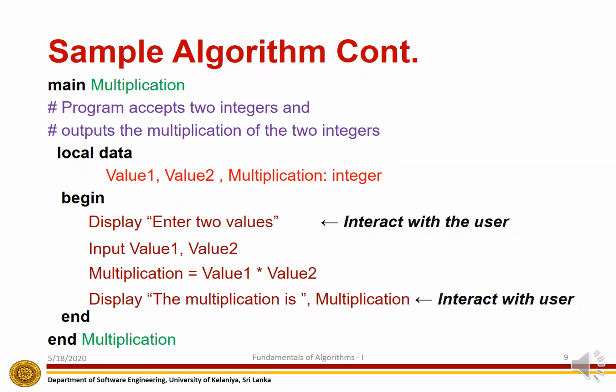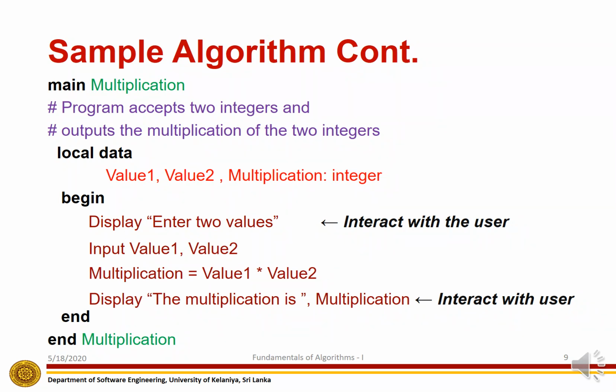variables, two values. Then after the user types the value 1 and value 2, we have to get those two values as input. Then multiply the value 1 and value 2 and store the result in the variable multiplication. Then again we can display the result as output by giving the message: the multiplication is this. Then we can end the procedure and the algorithm.